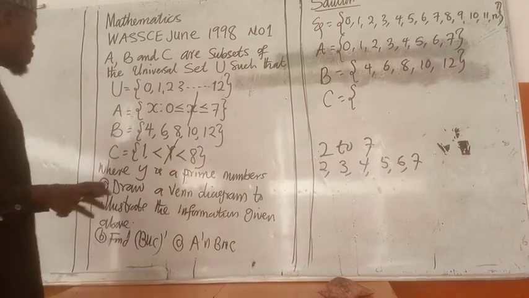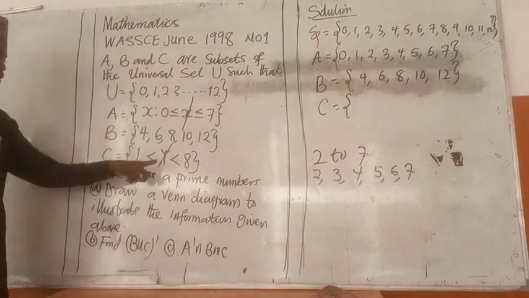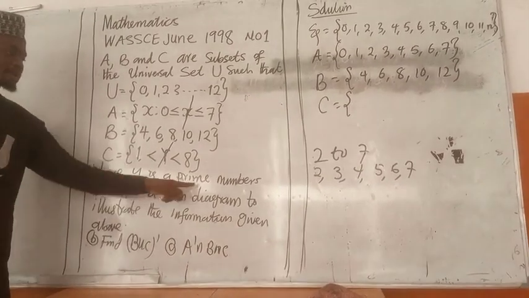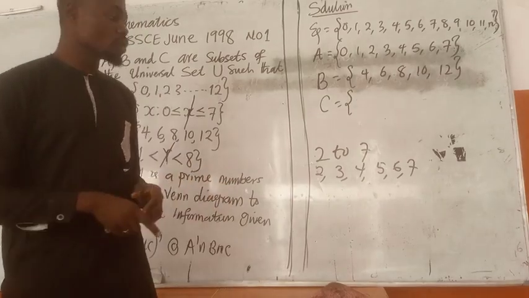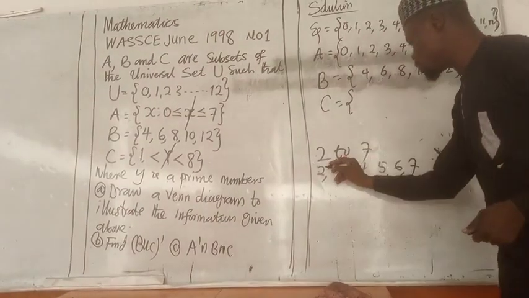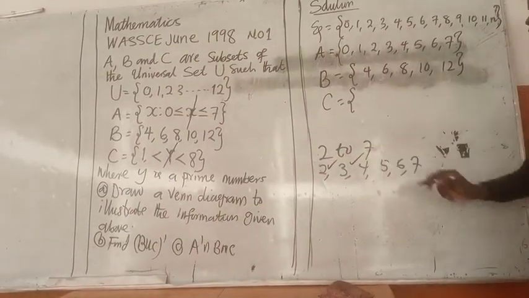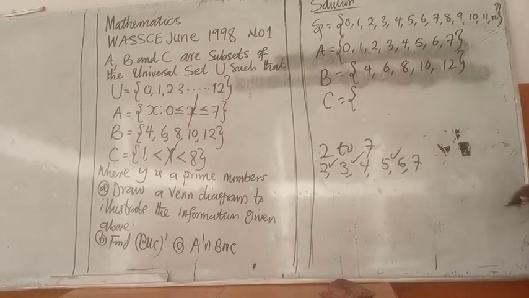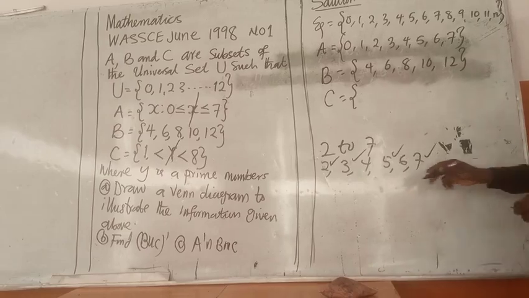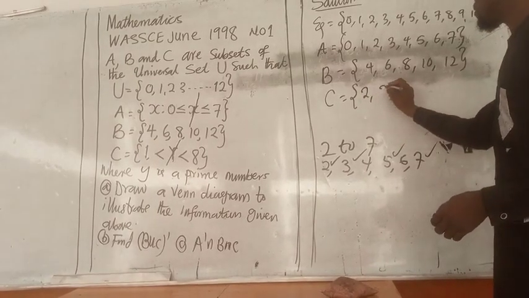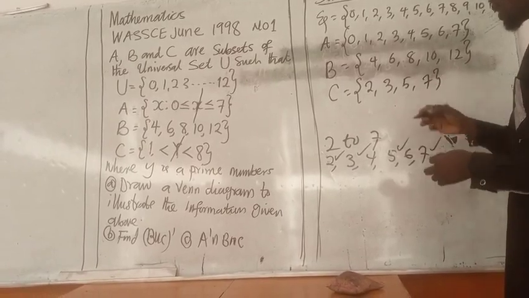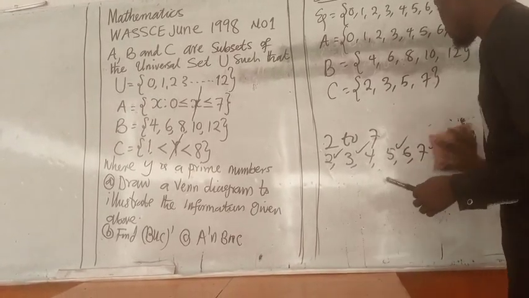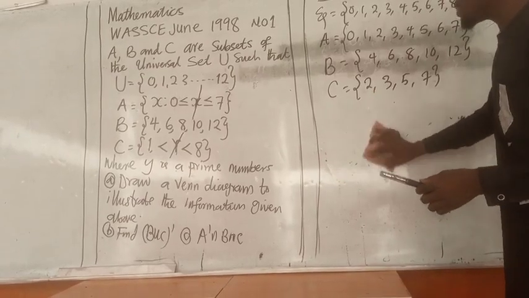But there's another condition here, where y is a prime number, which means any number that is not prime, we're not going to pick. So 2 is a prime number, 3 is a prime number, 5 is a prime number, 7 is a prime number. So we're going to have 2, 3, 5, then 7 as the prime numbers in the member brackets. So we have A, B, and C.